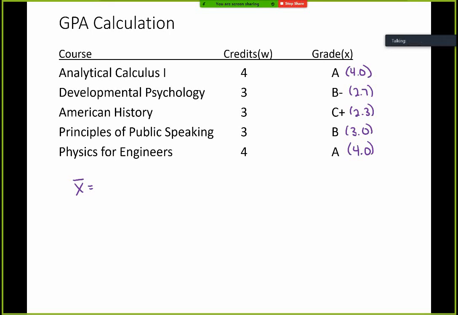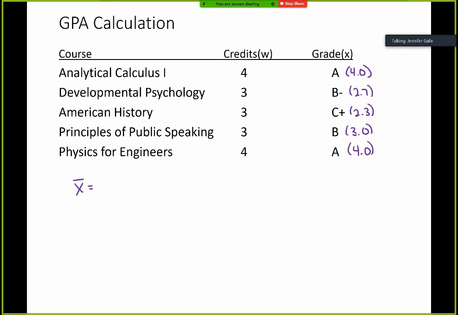All right, so let's break down what that formula means. In the numerator, we need to take each weight times its corresponding value. In this case, how much weight a grade carries is associated with how many credits it's worth. The more credits my class is worth, the more weight that class carries towards my GPA. Something worth 4 credits carries more weight than something with 3 credits.